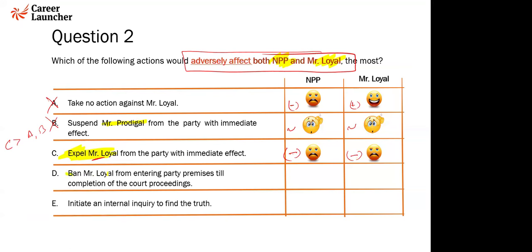Choice D. Ban Mr. Loyal from entering party premises till completion of the court proceedings. What kind of option is it? Banning him from entering party premises, what is it going to achieve? Nothing. So it is something which you can just ignore completely, because it looks like a superficial action.